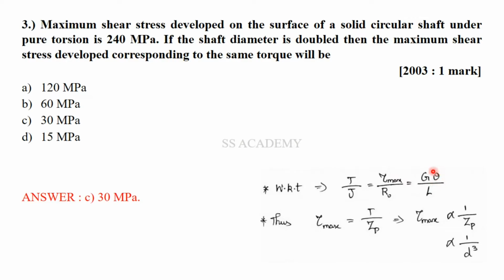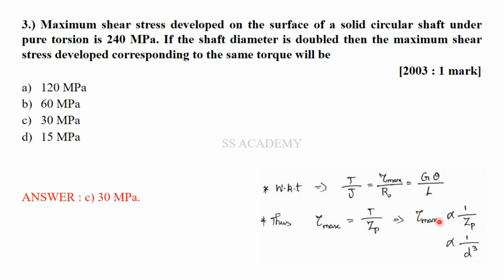Theta is the angle of twist or the angular deflection, where L refers to the length of the particular cross section considered from the fixed end. So tau max is equal to T by ZP. From this T by J is equal to tau max by R naught, we can derive T by ZP. ZP is J by R naught, which is polar moment of inertia divided by the distance of the farthest fiber from the centroid, that is at the center point.